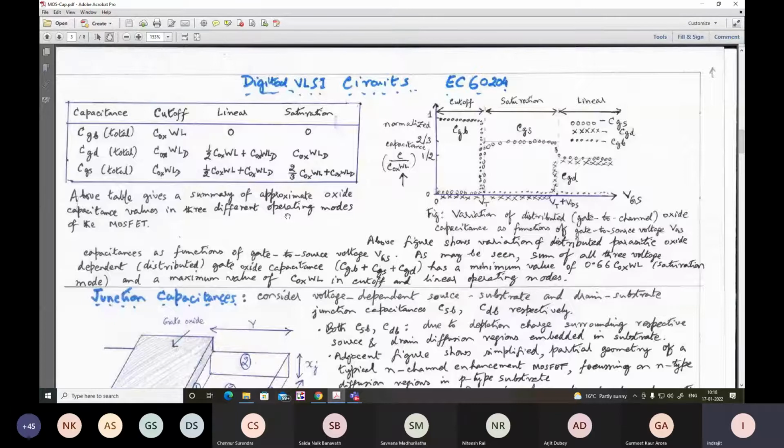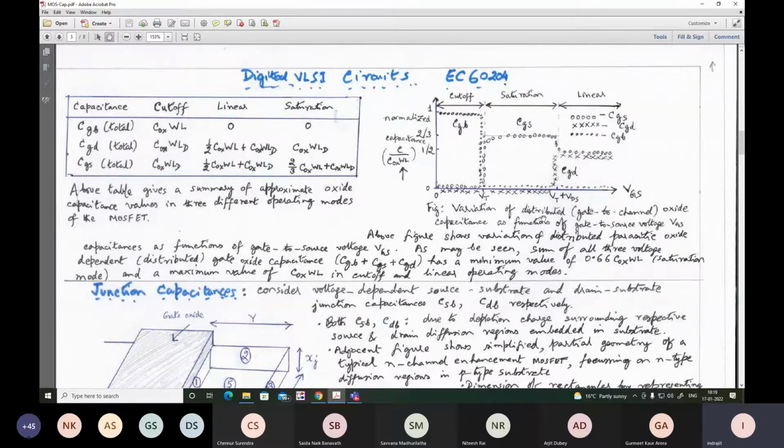As far as the bias dependent capacitances are concerned, during the linear region it is split into CGD and CGS. These are equal. While at saturation, this comes down from COX W L to 2/3 COX W L. So the minimum value of the total bias dependent capacitance happens when the device is in saturation, and the maximum value when it is in linear region. So that means it is total COX W L plus 2 COX W LD. So this is the variation of the distributed gate to channel capacitance as a function of VGS.